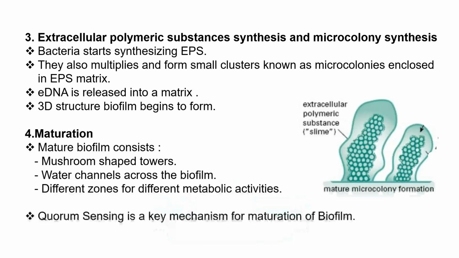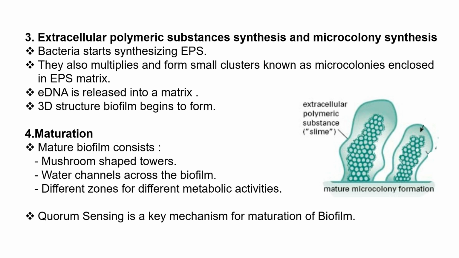Third stage is extracellular polymeric substance synthesis and microcolony formation. Bacteria start synthesizing EPS. They also multiply and form small clusters known as microcolonies, which are enclosed in the EPS matrix. In this phase, eDNA is also released into the matrix and the 3D structure of biofilm begins to form.